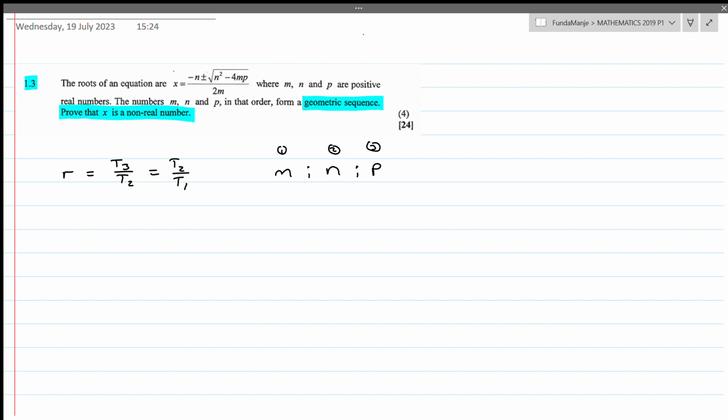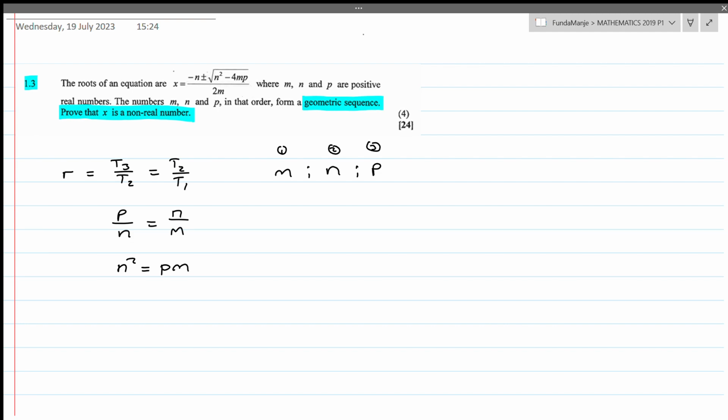So, using the knowledge that this is a geometric sequence, we are able to create such an equation. We have p, which is term number 3, over n, which is term number 2, is equal to term number 2 over term number 1, which is m. Then from this we cross multiply, and we get n squared equals pm.